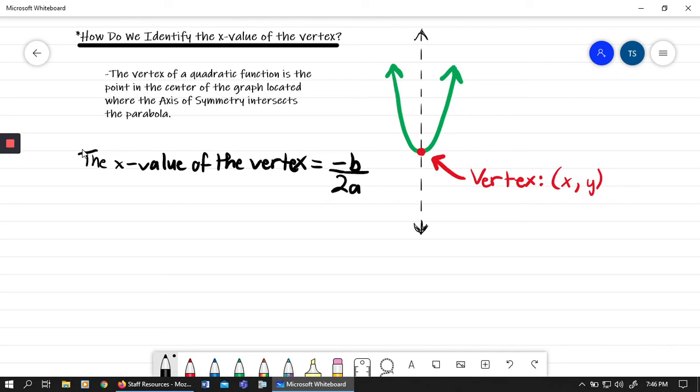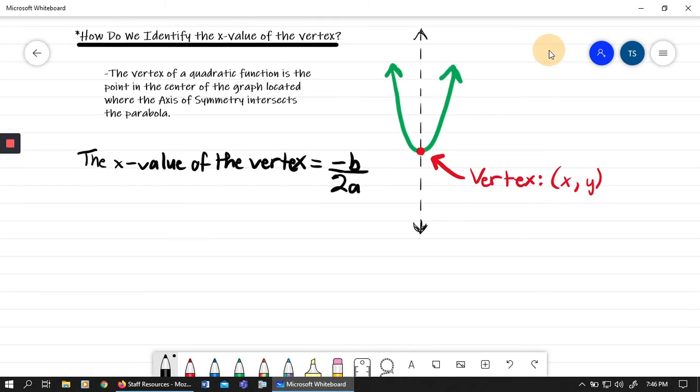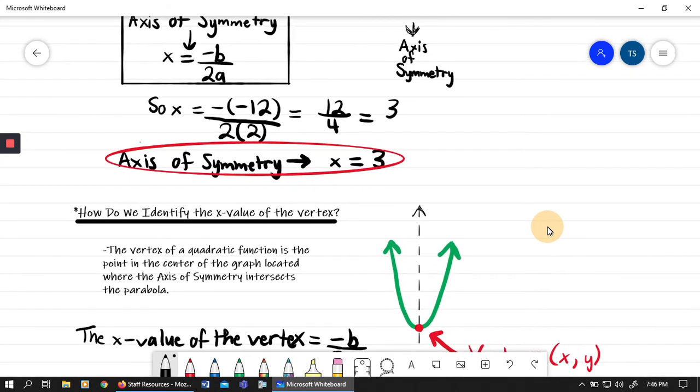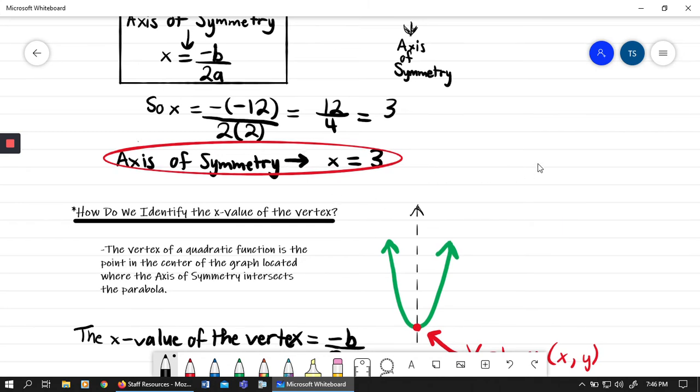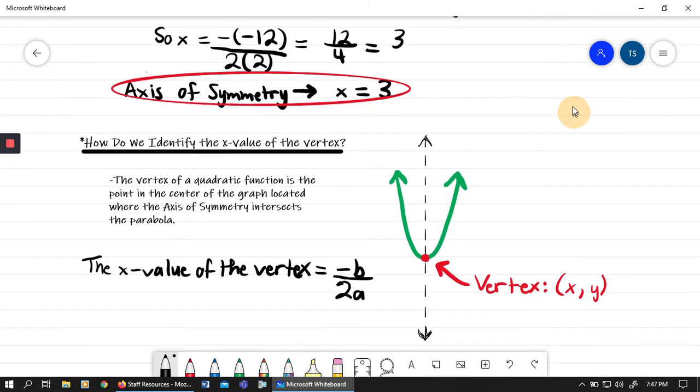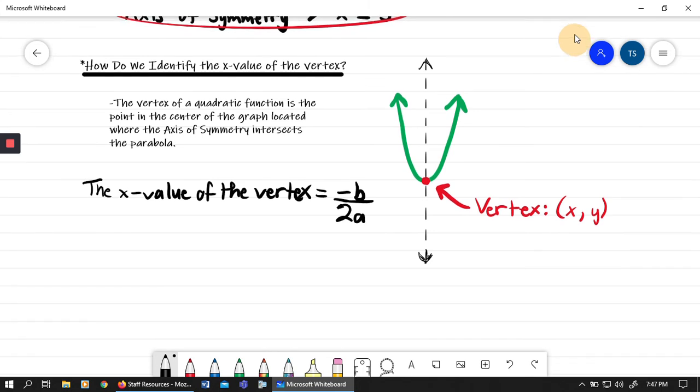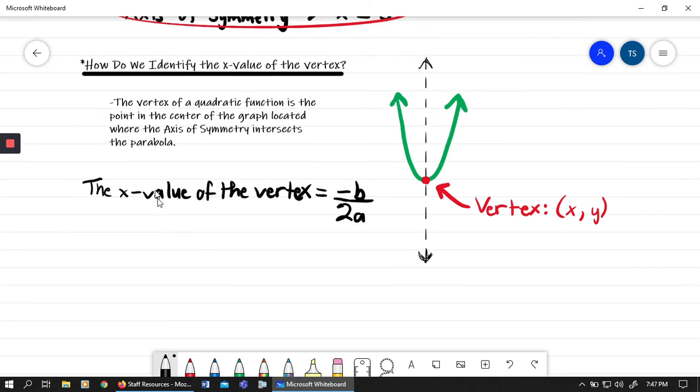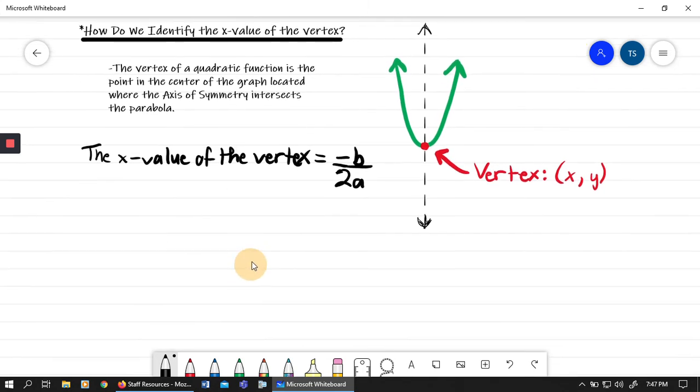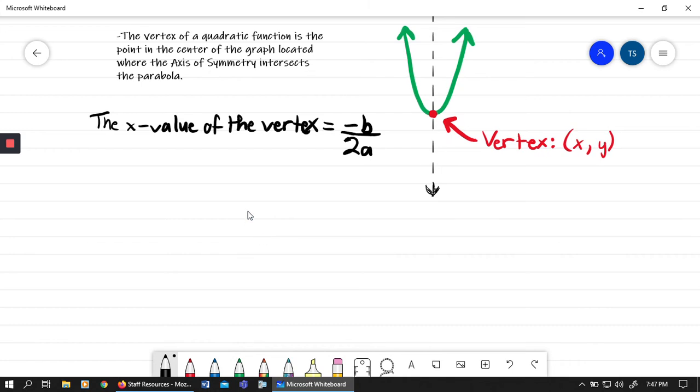And again, guys, here is just a little bit different, because even though we're using the same calculation, negative b over 2a, for the x value of the vertex we don't have to write this x value as an equation. But we did have to write the axis of symmetry as an equation.